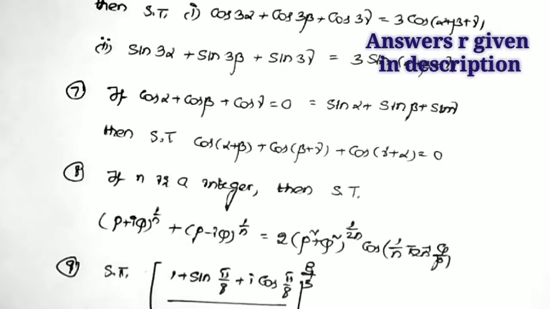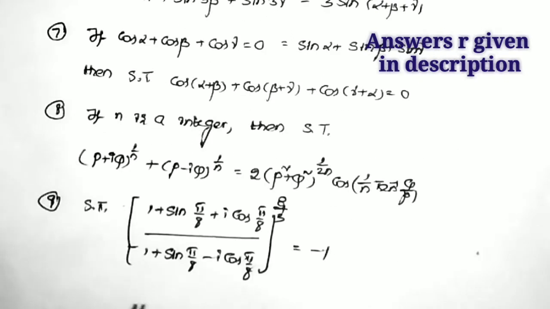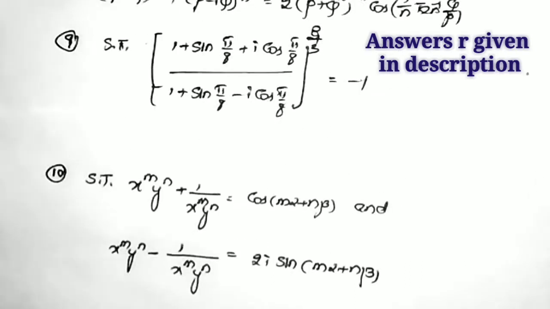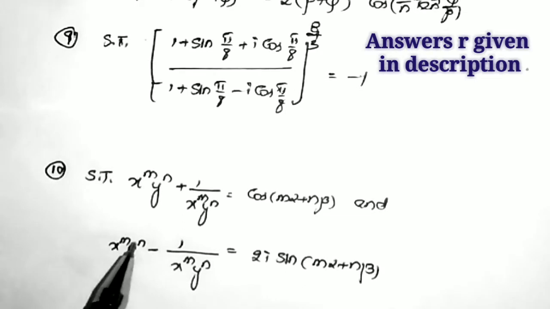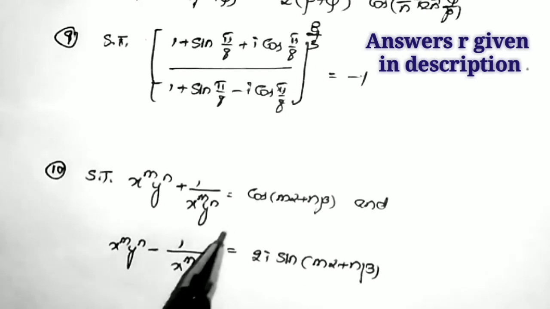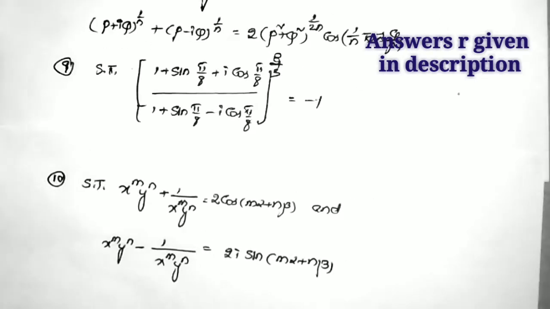And the next one, show that ((1 plus sin pi by 8 plus i cos pi by 8) by (1 plus sin pi by 8 minus i cos pi by 8))^(8 by 3) is equal to minus 1. And the last question, show that x^m into y^n plus 1 by (x^m into y^n) is equal to 2 cos(m alpha plus n beta), and x^m into y^n minus 1 by (x^m into y^n) is equal to 2i sin(m alpha plus n beta). Now these are the only important essay questions.